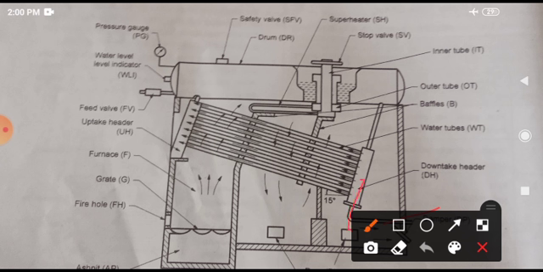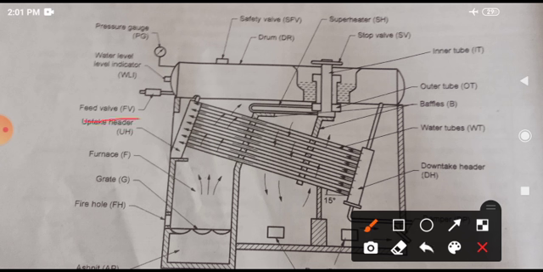From here water enters and it is inclined at 15 degrees. You can see it passes over here. Then steam is collected above the surface of the water, and then the superheated steam is collected. Okay, let's see more about it.